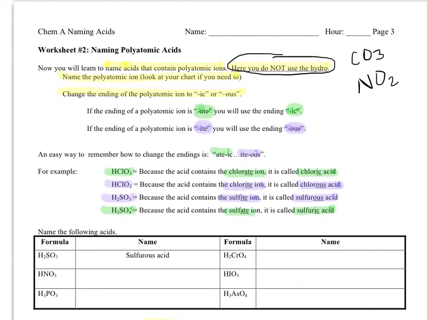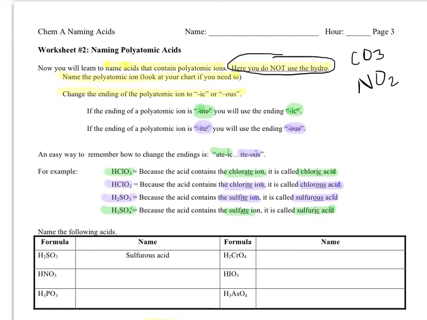Now some of you, and I understand where this comes from, mistakenly think, when you learn how to name binary acids in the first worksheet, that we call them hydroiodic acid or hydrochloric acid because they start with hydrogen. And so since these acids also start with hydrogen, it should start with hydro also. No. As long as the word acid is in the name, it starts with hydrogen. With these acids, we don't put hydro in the name.